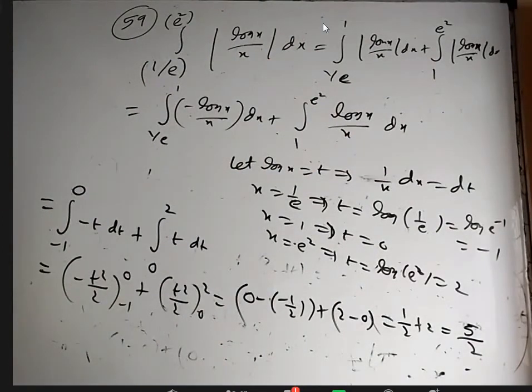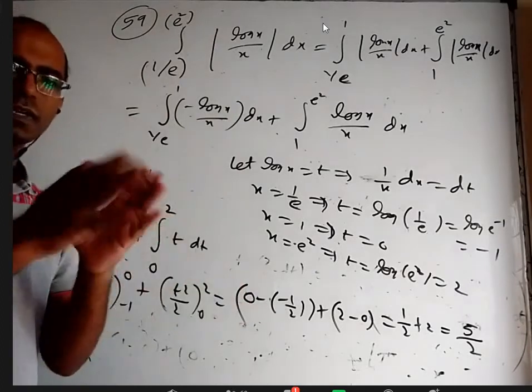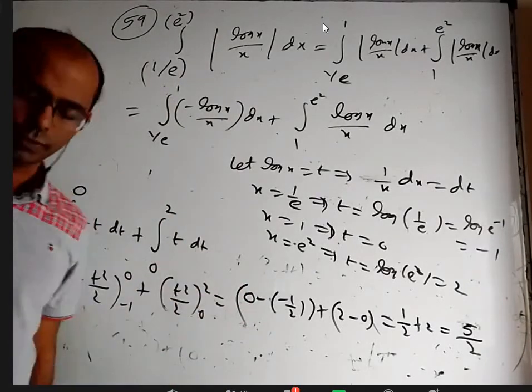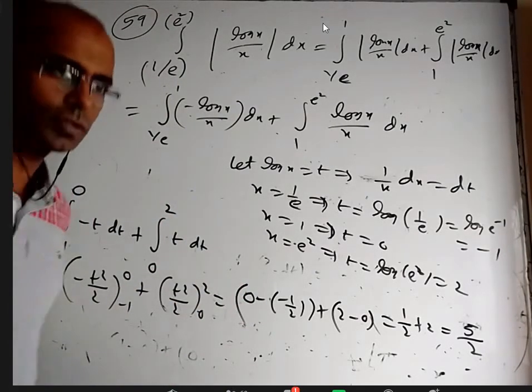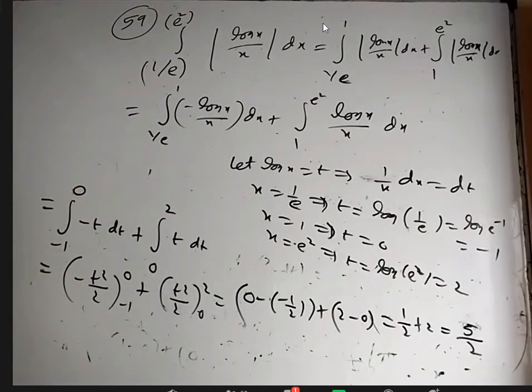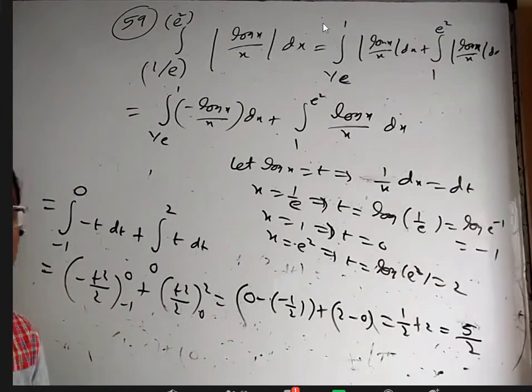Okay, so whenever mod is there, wherever it becomes 0, you have to break the integral. Just remember that. Because you have to know when it is positive and when it is negative, and the transition point is where it is 0.